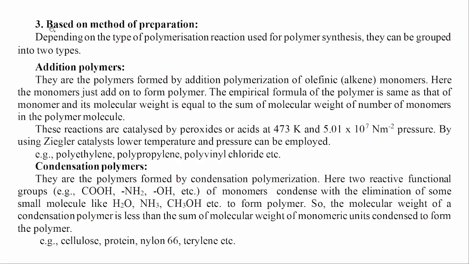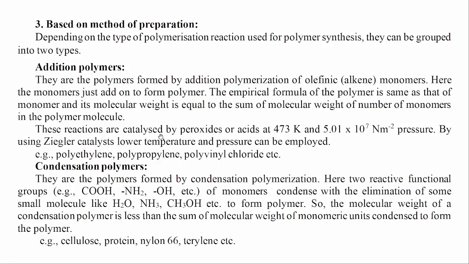3. Based on method of preparation. Depending on the type of polymerization reaction used for polymer synthesis, they can be grouped into two types. Addition polymers. They are the polymers formed by addition polymerization of olefinic, alkene, monomers. Here the monomers just add on to form polymer. The empirical formula of the polymer is same as that of monomer, and its molecular weight is equal to the sum of molecular weight of number of monomers in the polymer molecule.